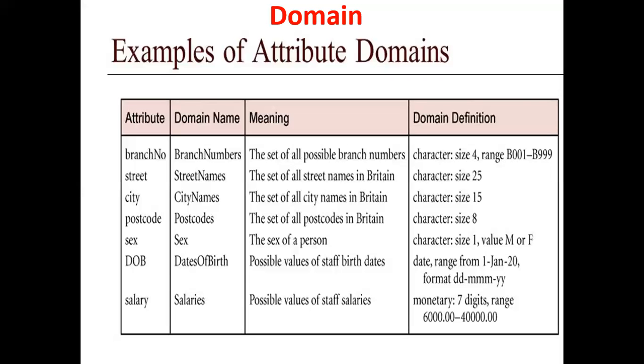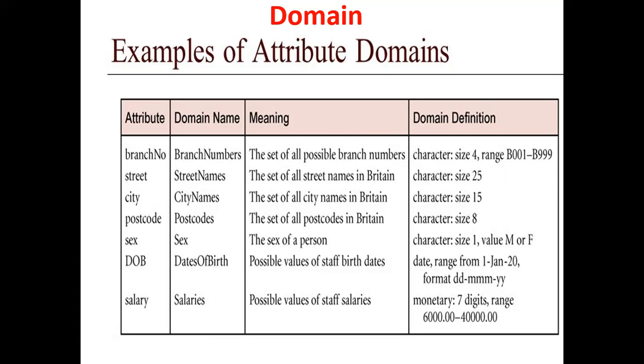Here are a set of examples which show some domains and possible types of constraints. For example, if I take salary, the domain name should be given as salary. Then you need to specify the data type, so let us specify the data type as integer. Then a constraint should be given in the domain definition, like you can enter the range, here 6,000 up to 40,000. The salary should be between 6,000 and 40,000, or it should be a maximum of 7 digits. Like this, we have to specify some condition.